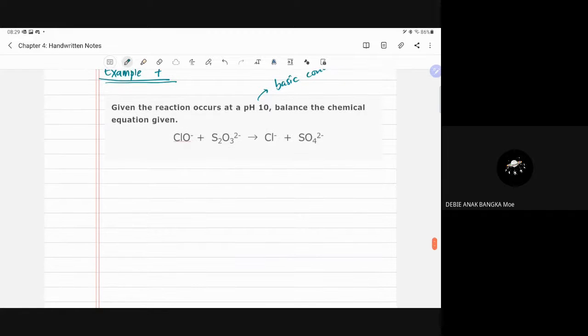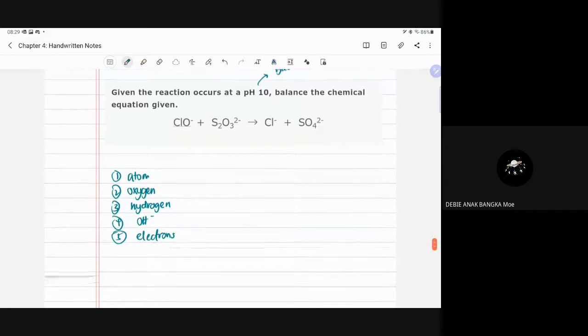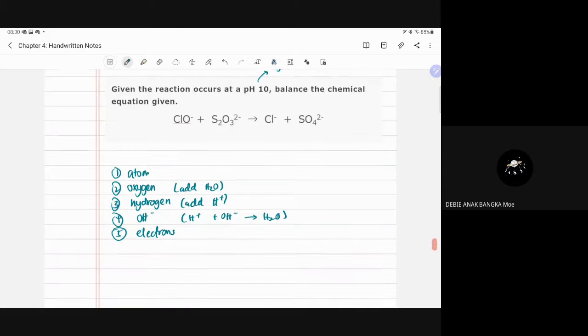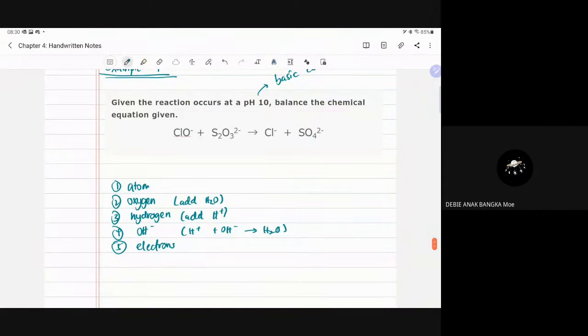So ingat step dia, pertama atom, kedua oksigen, ketiga hydrogen, keempat OH minus, okay, kelima electrons, and then combine. Ini oksigen at H2O, at H plus, okay, H plus plus OH minus, dia akan jadi H2O. This should be the step. So try to do this now. I'll give you 10 minutes to do this. So please do it now.